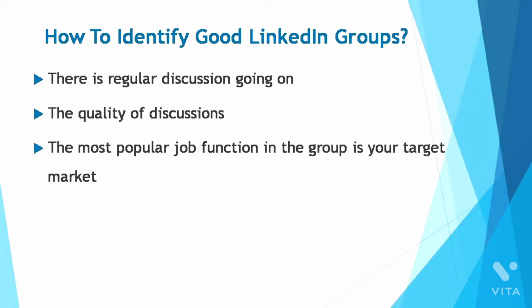The quality of discussions. Are the discussions in the group spam-like and not systematic, or is it full of discussions with useful content? This will help you identify if the group members are potential clients or not, as well as aid you in researching what's in demand and if you can offer your expertise to engage with them. The most popular job function in the group is your target market. For example, you want to see business as the main function in the group statistics if you're targeting business owners. This should serve as an indication of a quality group when you search for a group to join.